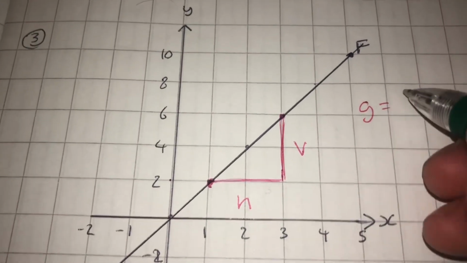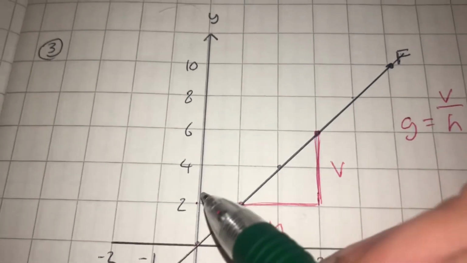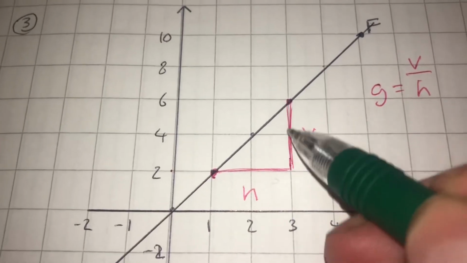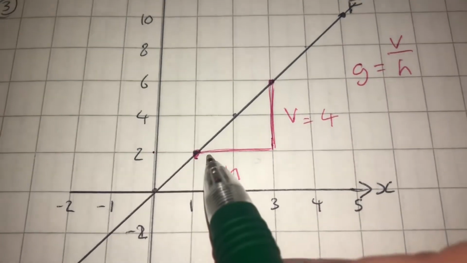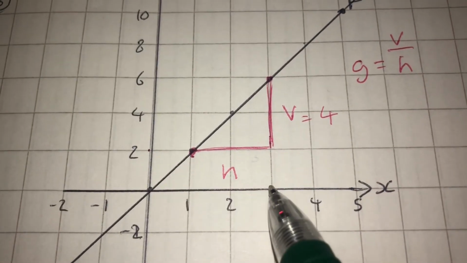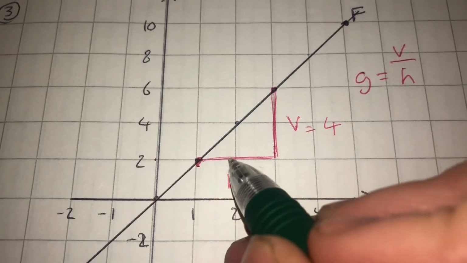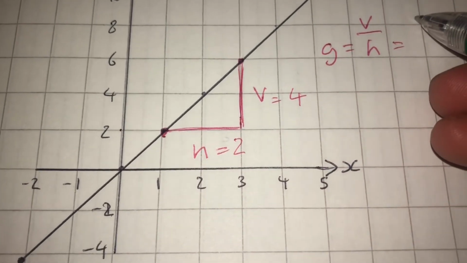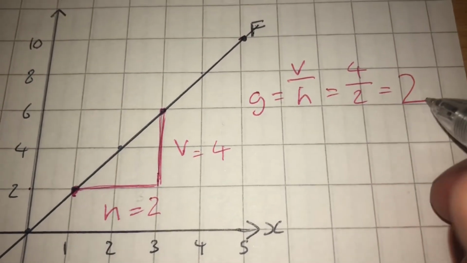So the vertical is this line here, but just being aware, because this is going 2, 4, 6, this is going up in twos, so each square going up the way is worth 2, so the vertical distance is equal to 4. However, for the horizontal distance, these are only going across the way in ones, so the horizontal distance is just 1, 2 squares. Okay, so then we substitute in our values. 4 over 2, 4 divided by 2, which is a gradient of 2.